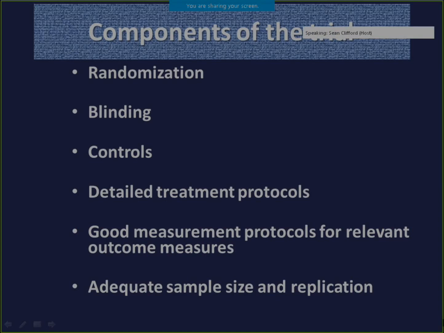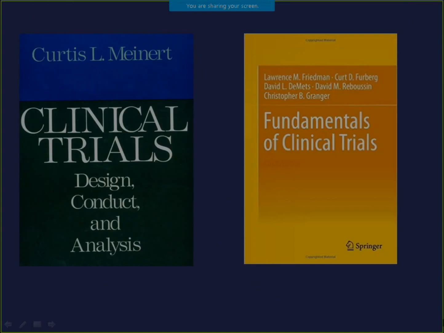You have good measurement protocols that are going to be relevant to testing your treatments. You have adequate sample size and replication. You're going to be describing your implications and rationales for these at every stage. How the treatment trial is formulated and evaluated is really interesting.